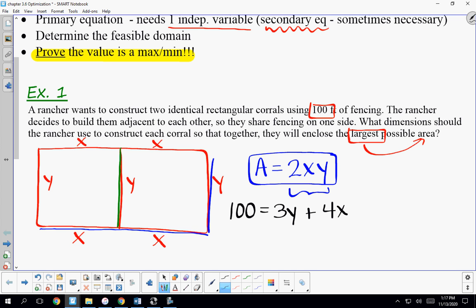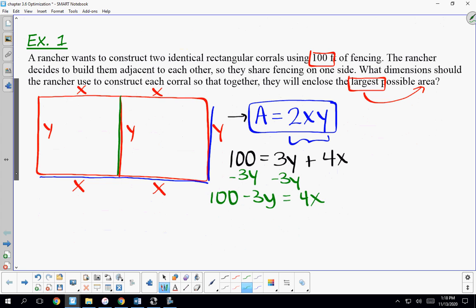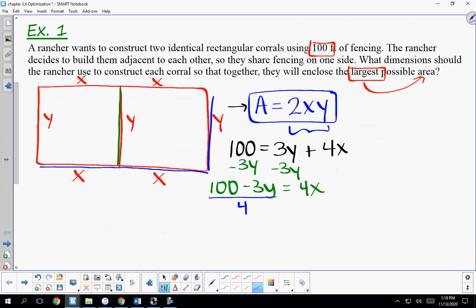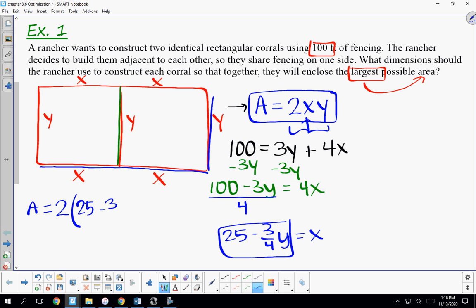So we're going to go ahead and simplify and solve for a variable so that we can get a better equation to differentiate. So I'm going to go ahead and get x by itself. So in this case, we're going to subtract 3y on both sides, and we get 100 minus 3y equals 4x. Then we're going to divide by 4, and we're going to get 25 minus 3/4 y equals x. And so we're going to plug all of that in here for x. So my area is really equal to 2 times (25 minus 3/4 y) times y.